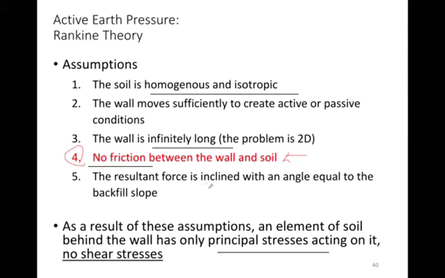And then finally, the resultant force is inclined with the angle to the back slope. So as a result of these assumptions, an element of soil behind the wall only has principal stresses acting on it and no shear stresses. And we know that's not exactly accurate.